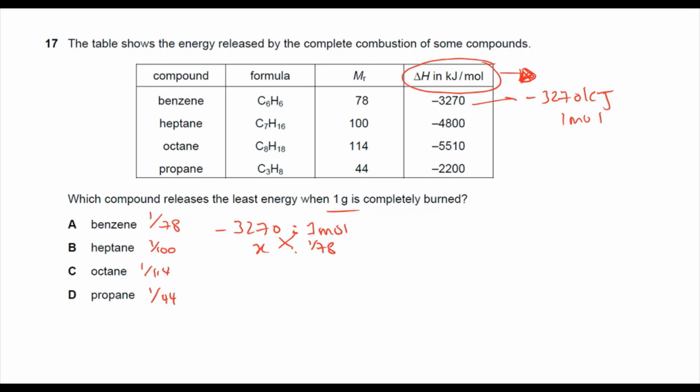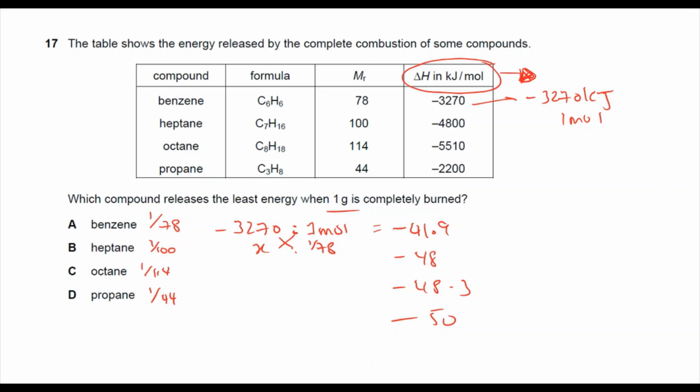Cross multiply that. Let me solve it here. 1 divided by 78 into 3270, and that gives me 41.9. So the answer is negative 41.9 kilojoules of energy is released. For heptane, let's repeat the process. Okay, let me do this and I'll be back. Okay guys, so here I am. I've written all these values.